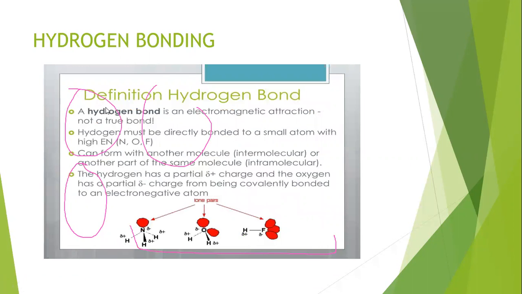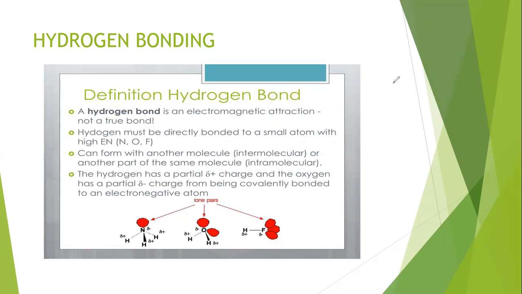Next, we have hydrogen bonding. We are not saying hydrogen forces, we are saying hydrogen bonding, because hydrogen bonds are stronger than the van der Waals forces. Van der Waals forces are weaker than hydrogen bonding, and hydrogen bonding is obviously weaker than the main chemical bonding like ionic, covalent, metallic. Hydrogen bonding is weaker than these strong bonds, but stronger than the van der Waals forces.